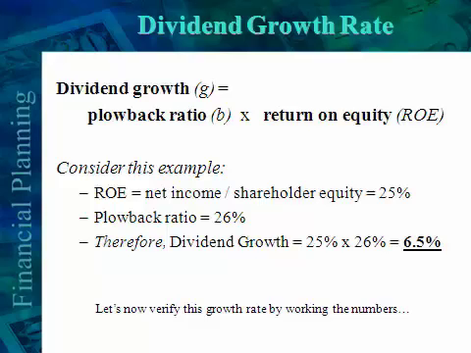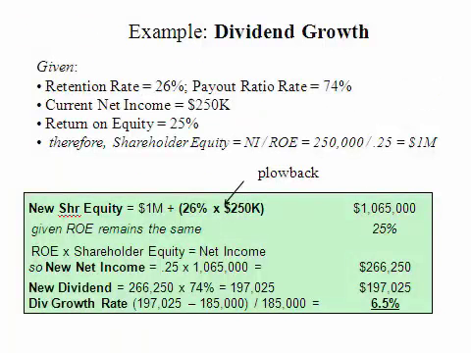Let's now verify this growth rate by working through the numbers. This work will take the mystery out of growth equals retention ratio times return on equity. First, let's remember that return on equity is equal to total net income divided by shareholder equity. You were given the total net income was $250,000 and the return on equity is 25%. Rearranging the ROE formula, you can solve for shareholder equity. Return on equity equals total net income divided by shareholder equity, which equals total net income over ROE, which equals $250,000 divided by 0.25 or 25%, which equals $1 million.